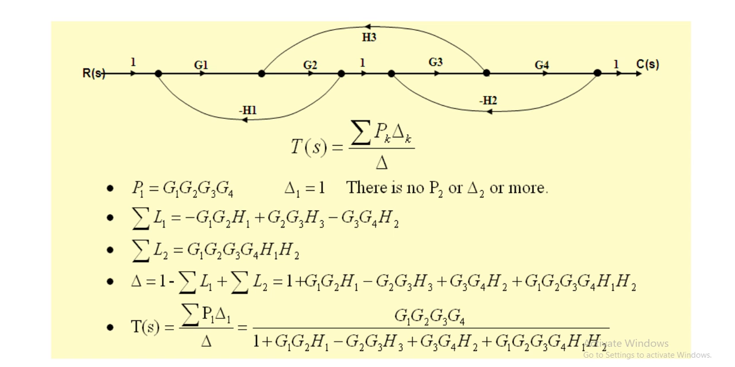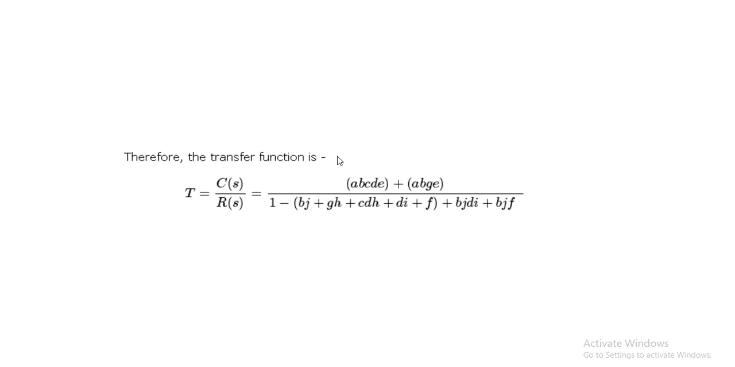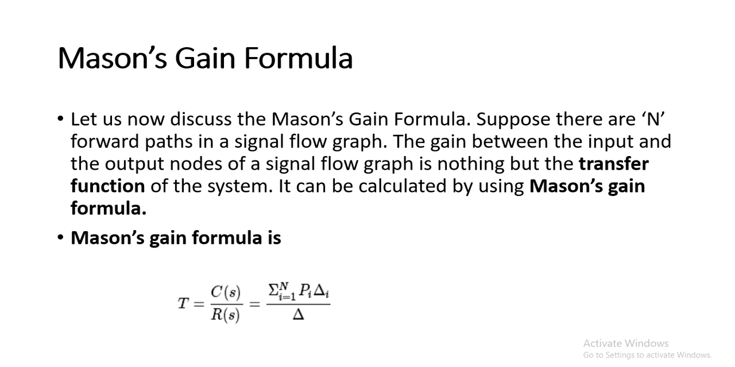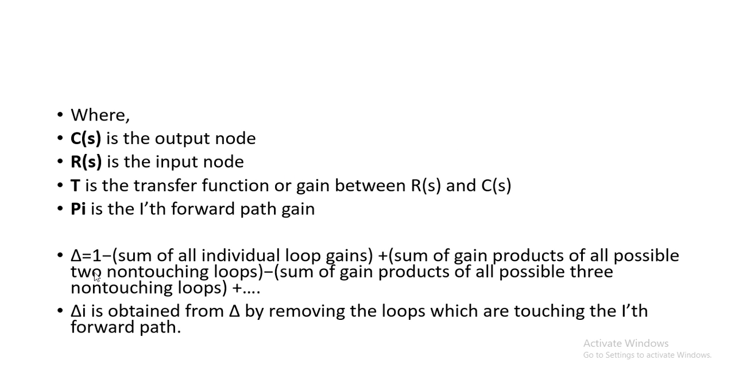So what is the procedure again? We have to see the number of forward paths, and the gains will be P1, P2, P3 based upon that particular path. Delta 1, delta 2, delta 3 will also be based upon that particular path. What do we mean by delta i or delta 1, 2, 3? Delta i is obtained from delta by removing the loops which are touching the ith forward path.